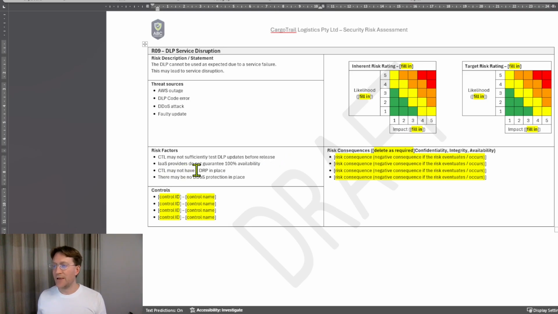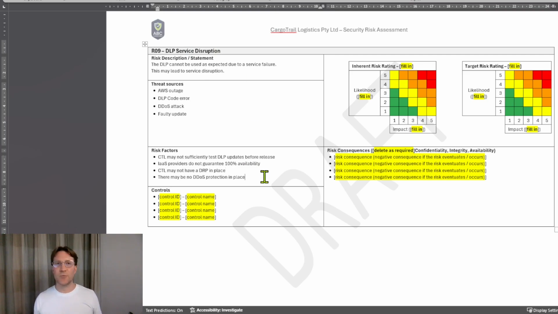CTL may not have a disaster recovery plan in place, which is to say when there is some kind of technical failure, do you have a plan in place to restore the system? Maybe you have another copy somewhere. Maybe ideally you'd have a different cloud provider and you can use their infrastructure to host your app as well in case your primary provider has a problem. But it's a plan to deal with some kind of technical failure like a massive service disruption.